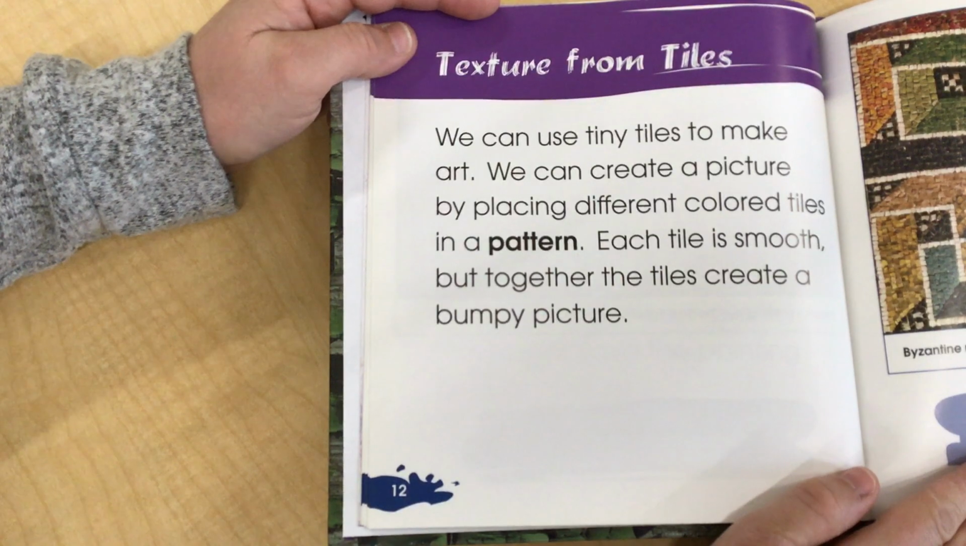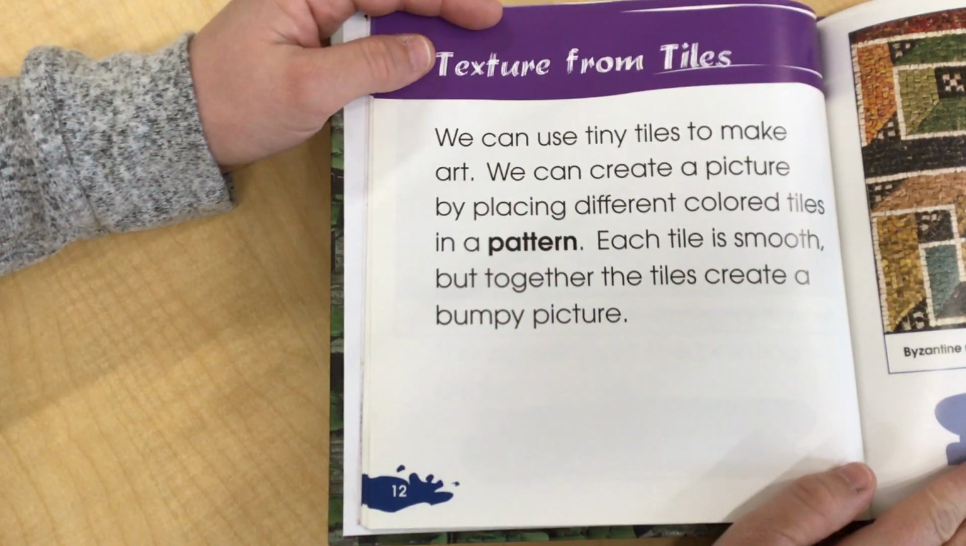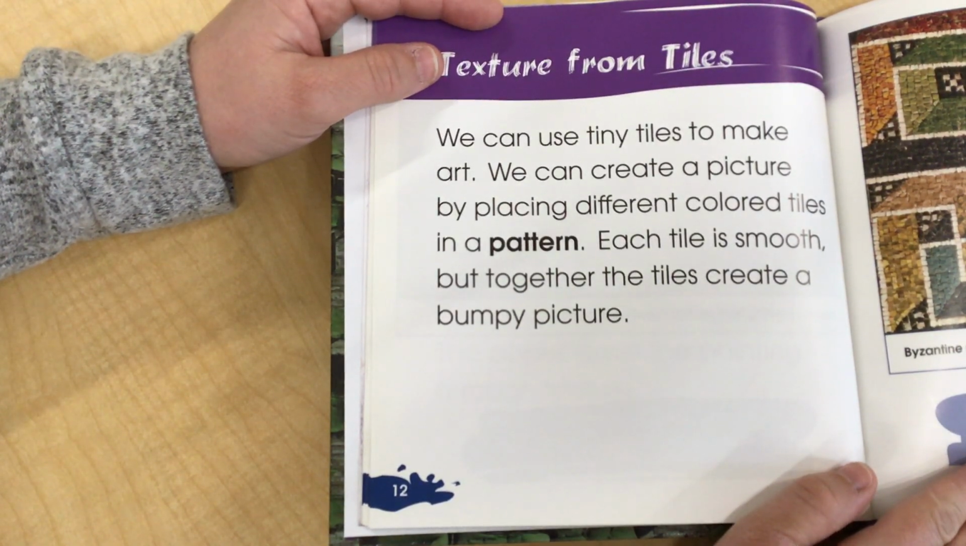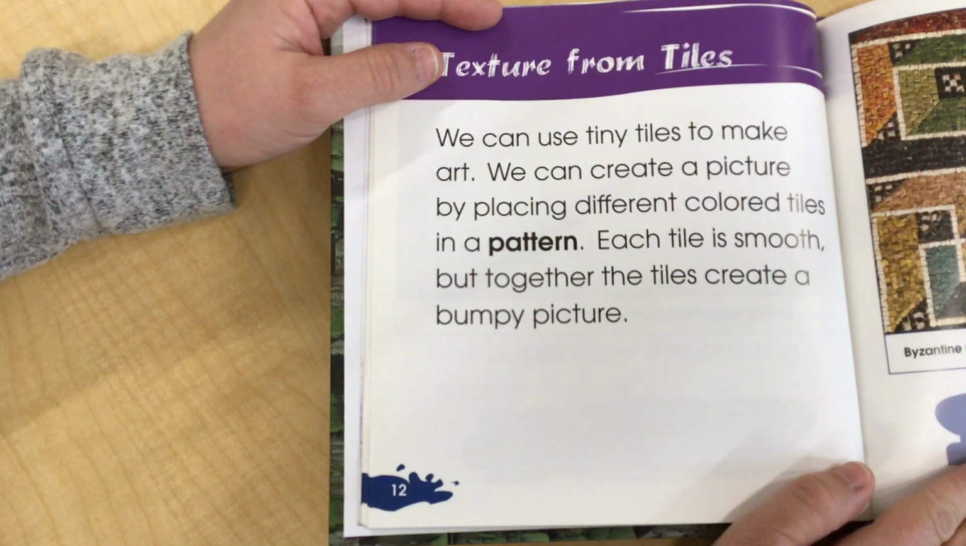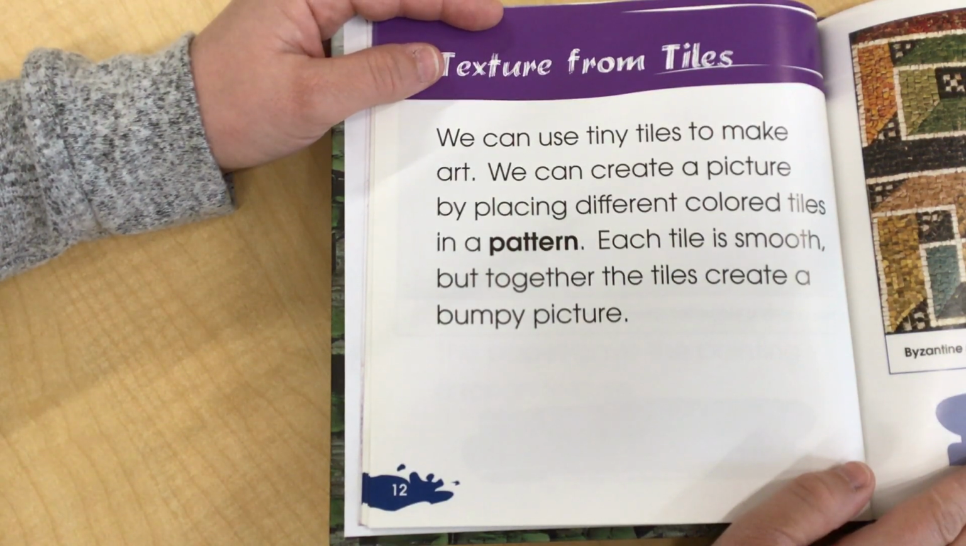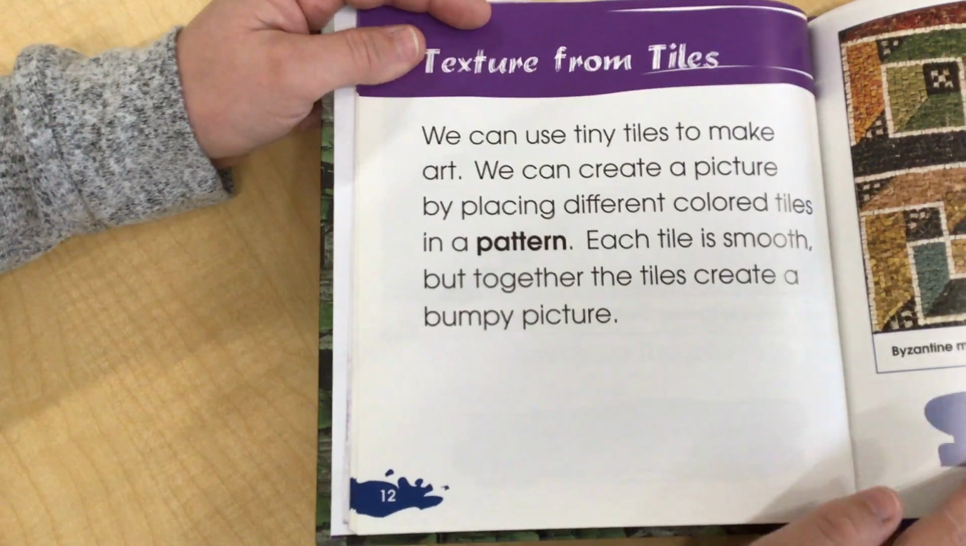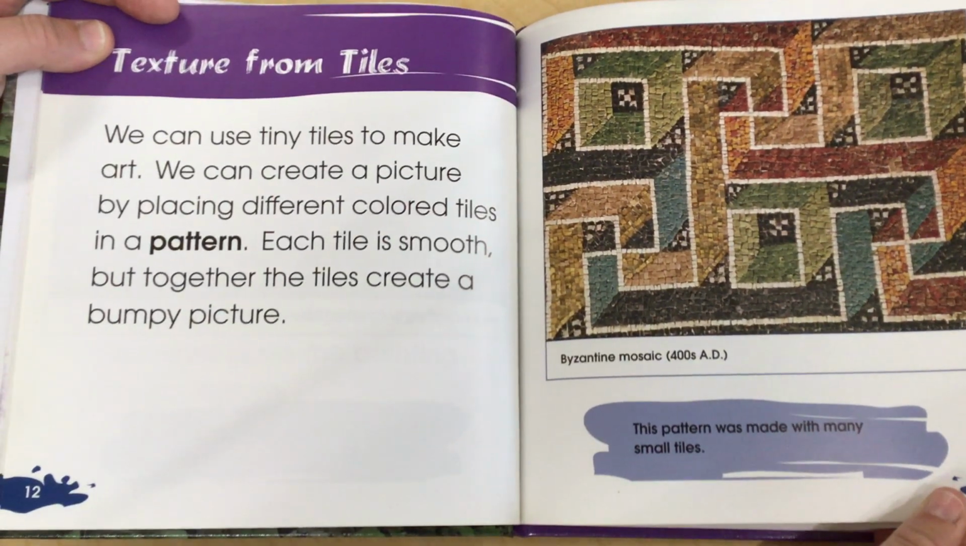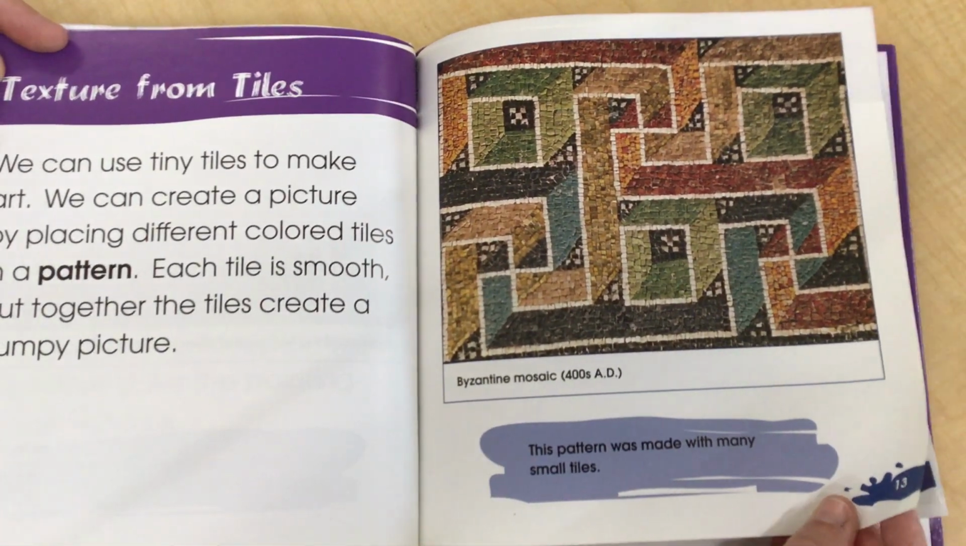Texture from tiles. We can use tiny tiles to make art. We can create a picture by placing different colored tiles in a pattern. Each tile is smooth, but together the tiles create a bumpy picture. This pattern was made with many small tiles.